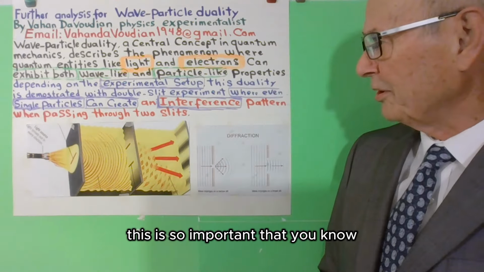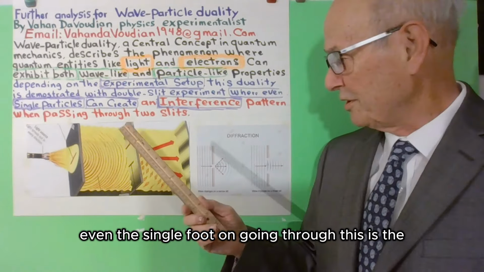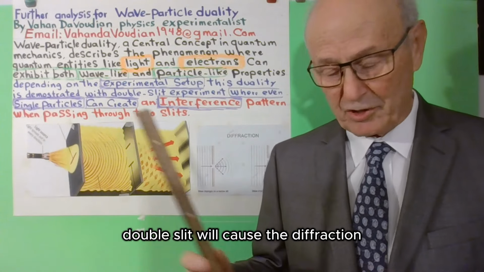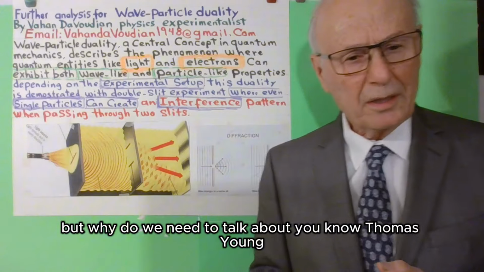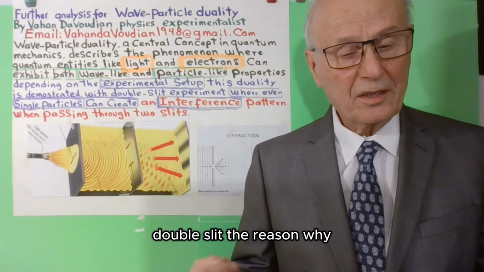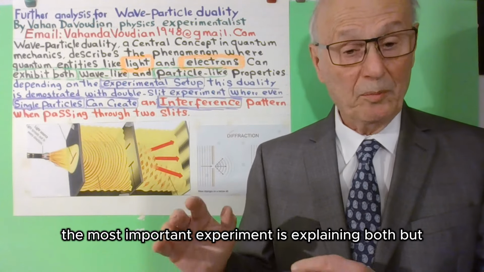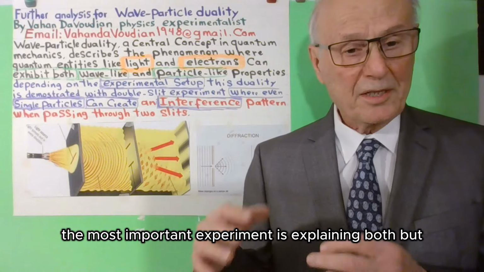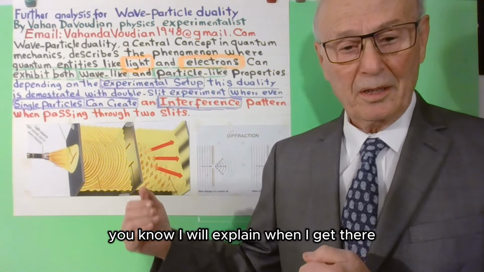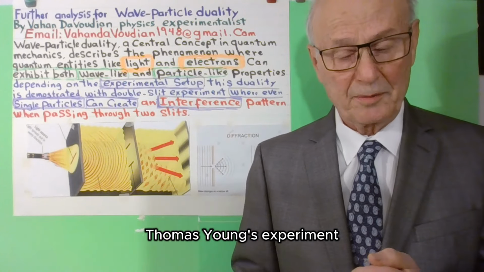This is so important that even a single photon going through the double slit will cause diffraction. But why do we need to talk about the Thomas Young double slit? The reason is that this happens to be the most important experiment, explaining both. I will explain when I get there, and then you can see why we chose the Thomas Young experiment.